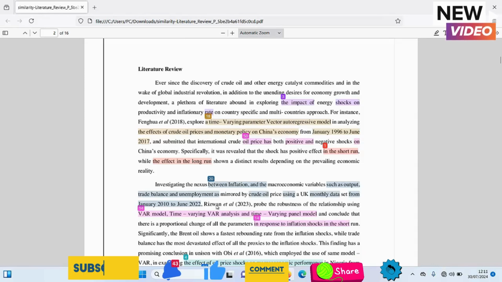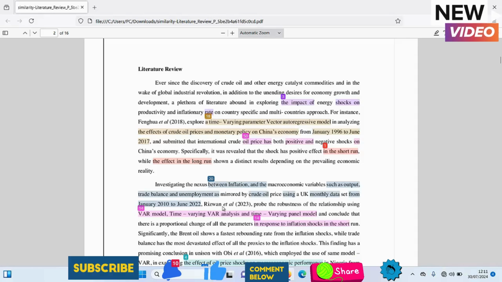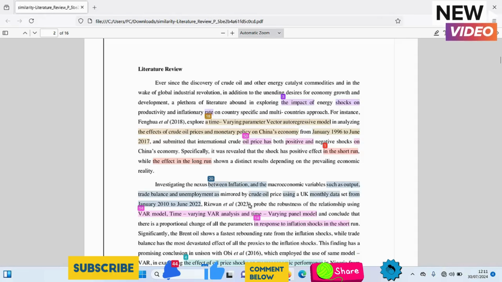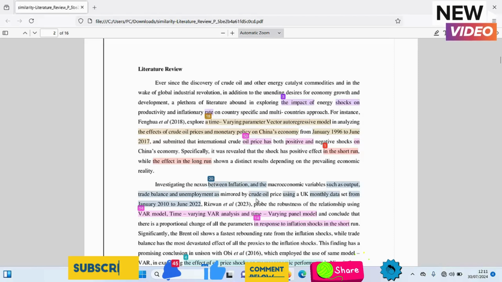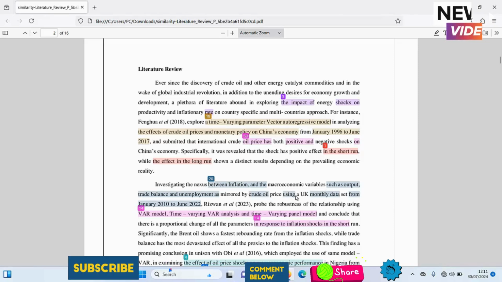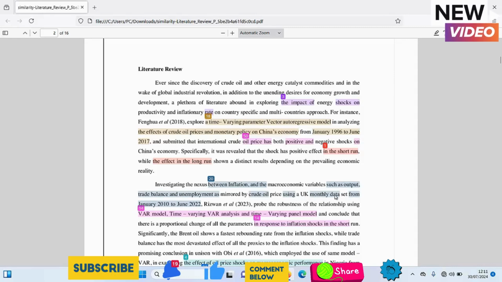For instance, you can say, this man analyzed the impacts or the effects of inflation on the United Kingdom macroeconomic variable using a monthly data sets between January 2010 and June 2022. So by the time you paraphrase this, this will not be highlighted again.